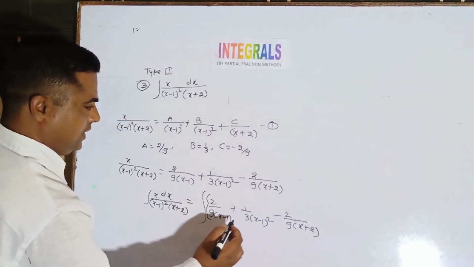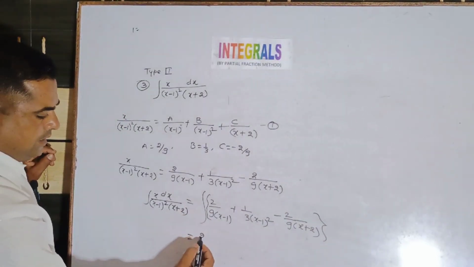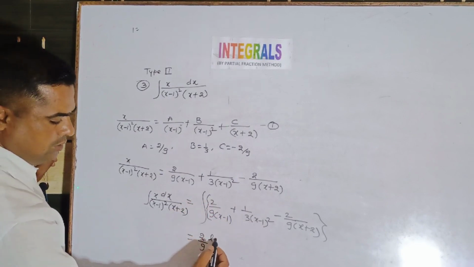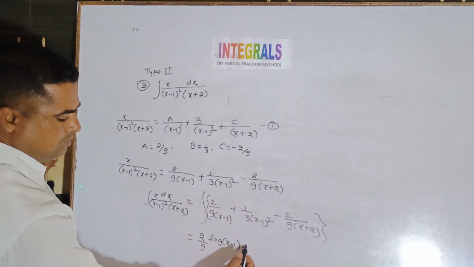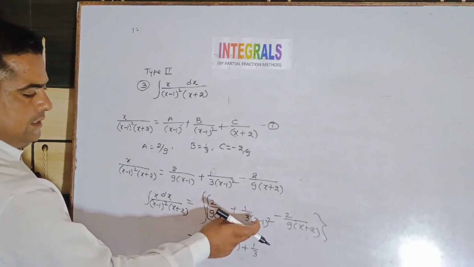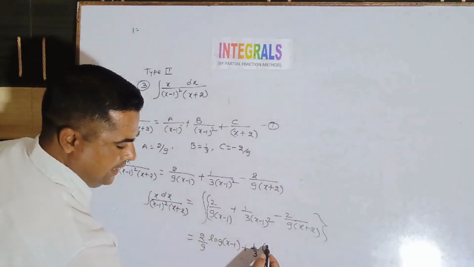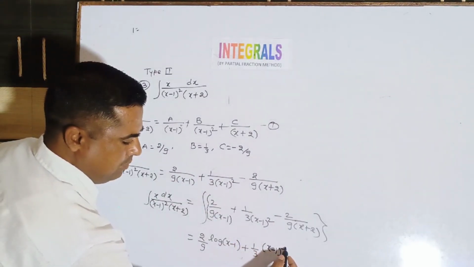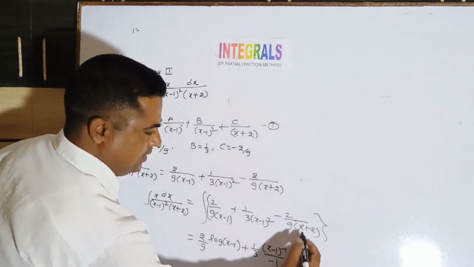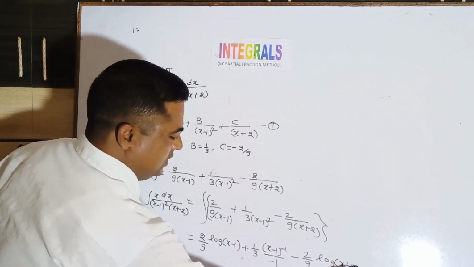Now students, we have to find integration of this part. How will we do integration? This will be 2 by 9 into integral of 1 upon (x − 1), this will be log|x − 1|, plus 1 by 3 and integral of, you will take this part in the numerator, so this will be (x − 1) to the power minus 2. So this will be (x − 1) to the power minus 1 upon minus 1, and minus 2 by 9 integral of 1 upon (x + 2), this will be log|x + 2|.